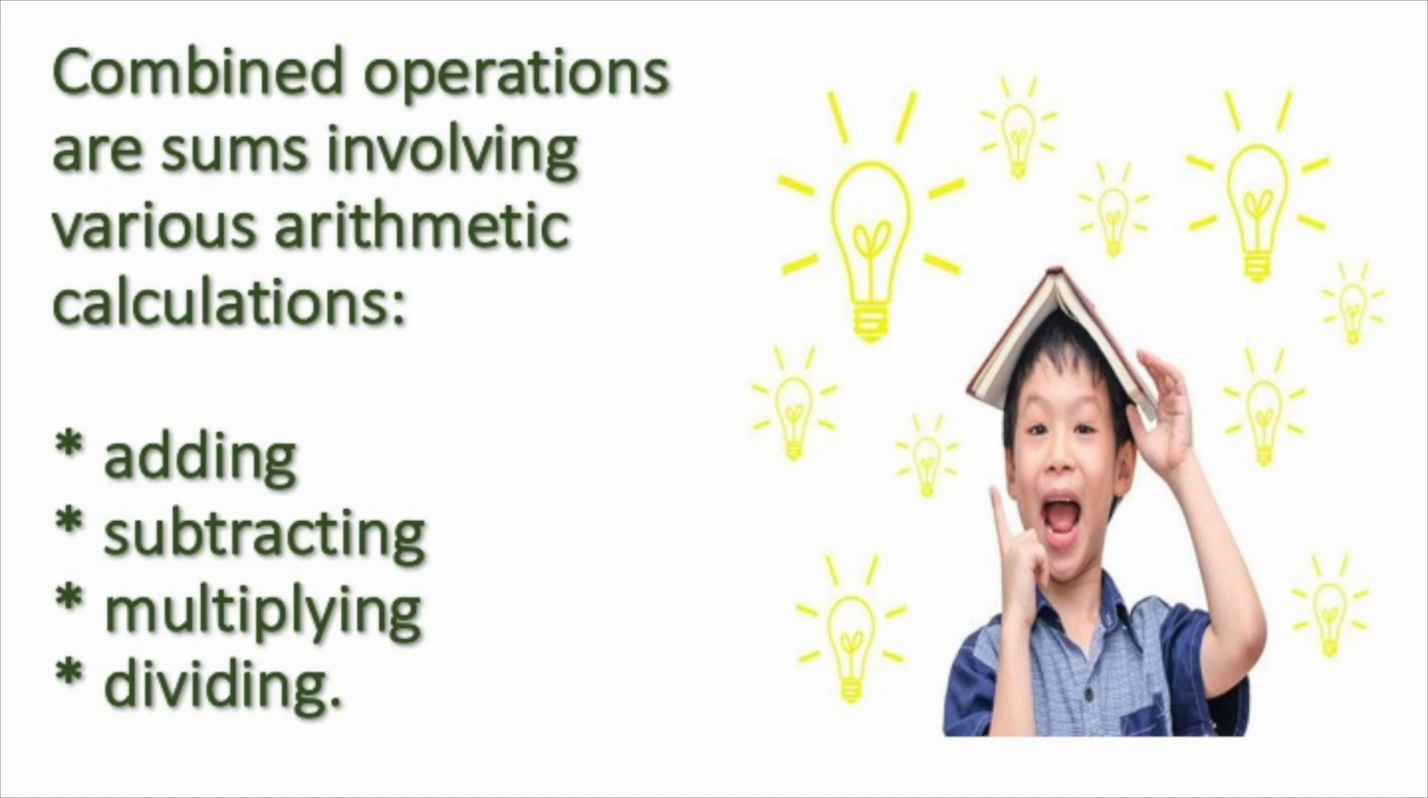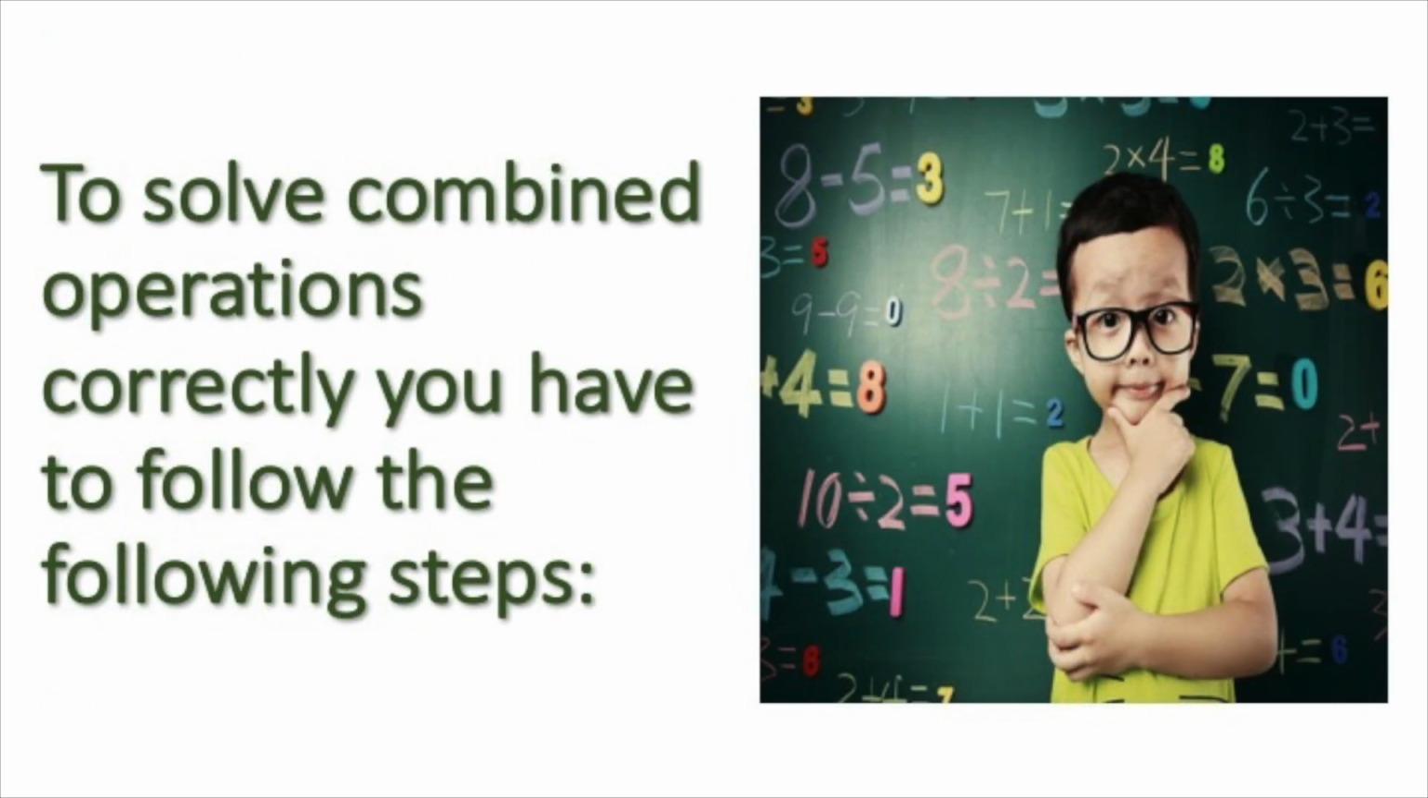Combined operations are sums involving various arithmetic calculations. In the last lesson we did adding and subtracting. And in this lesson, we'll be doing multiplying and dividing. To solve combined operations correctly, you have to follow the following steps.